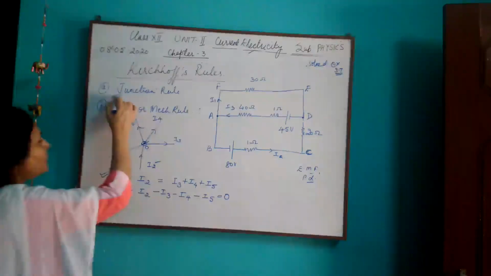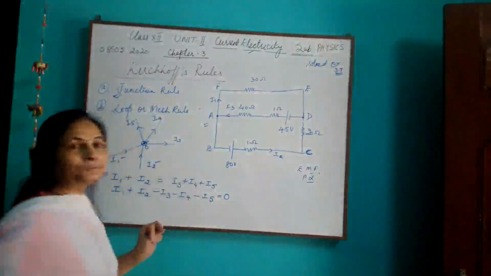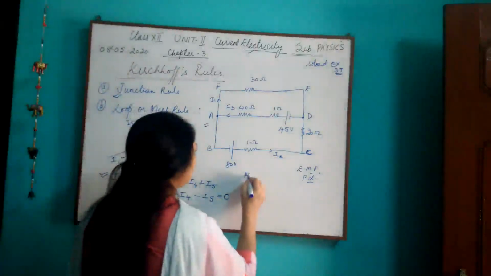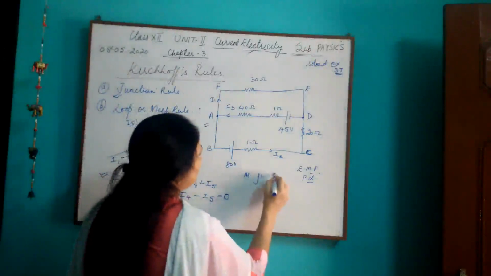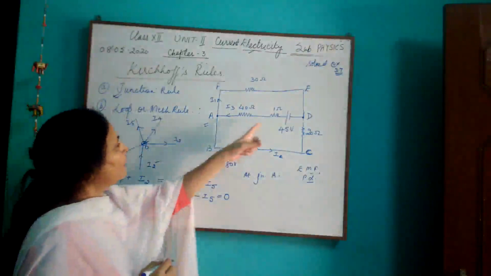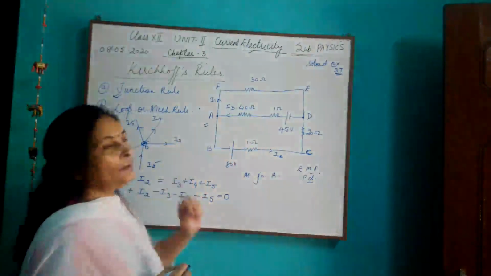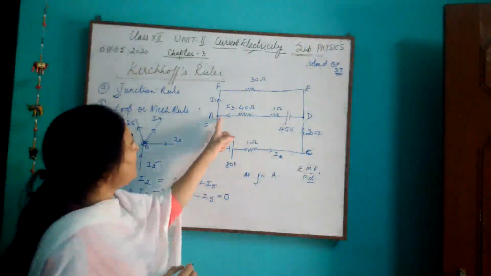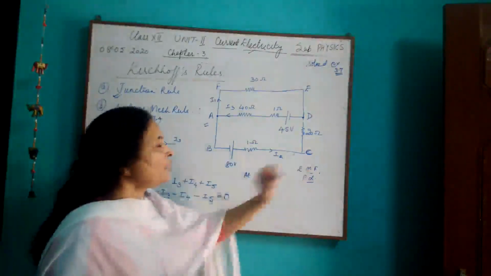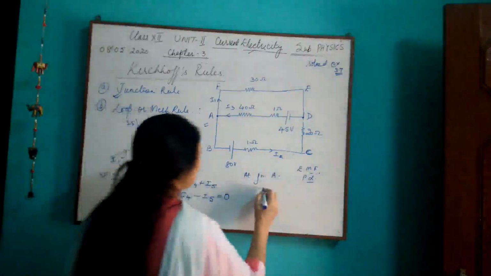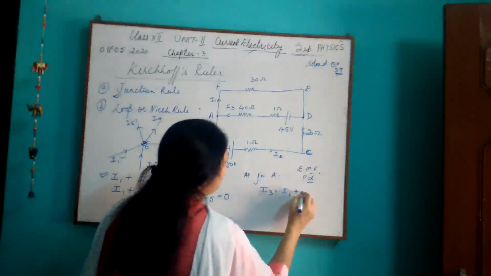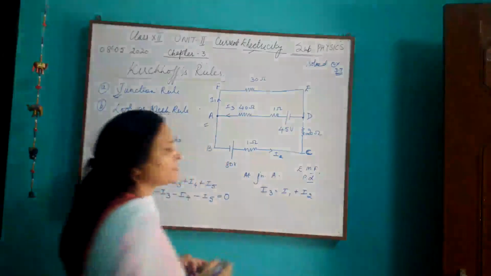If the same rule is now being applied in this circuit, suppose I take junction A. See, current I3 is entering. If I take junction A, I1 is leaving, I2 is leaving. That means I3 must be equal to I1 plus I2.